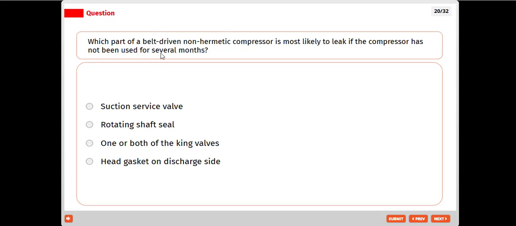Which part of a belt-driven non-hermetic compressor is most likely to leak if the compressor has not been used for several months? Which part of a belt-driven hermetic compressor is most likely to leak? Suction service valve, rotating shaft seal.